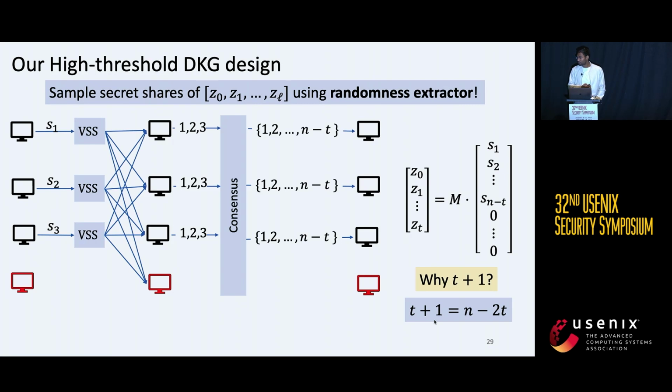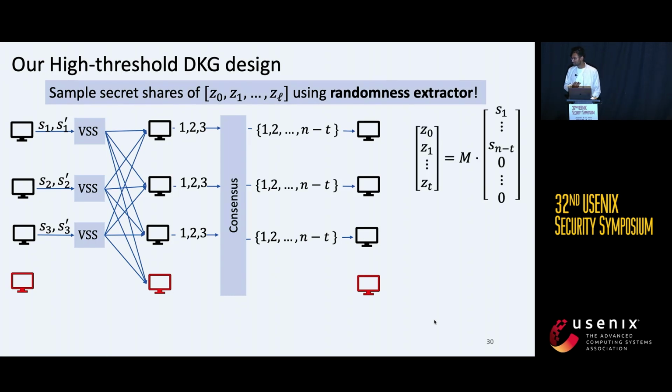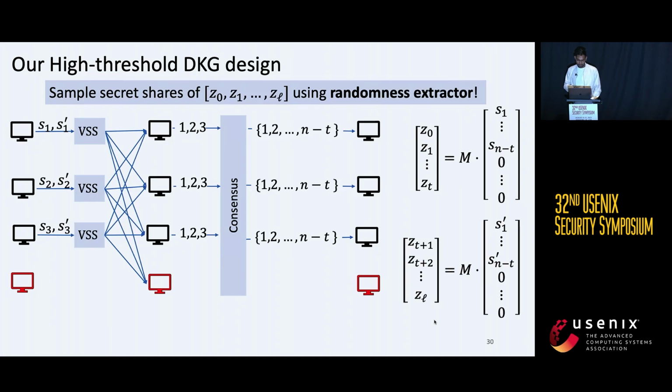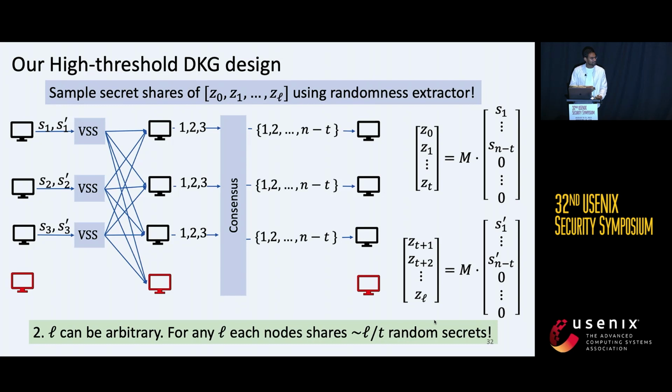But we want L plus 1 of those. How do you do it? Well, you do the most naive thing. You just ask each party to share 2 secrets instead of 1. And then you generate the first t plus 1 coefficients using the first set of secrets, and you generate the remaining coefficients using the second set of secrets. Okay? Nothing fancy happening here. And one thing you want to know is that the performance of doing this is the very same as the low threshold DKG. So we are doing only 2 secrets instead of 1. And another crucial point here is the degree of the polynomial can now be arbitrary. It is no longer tied to the total number of parties that are running the protocol. That's another crucial property that we are getting.